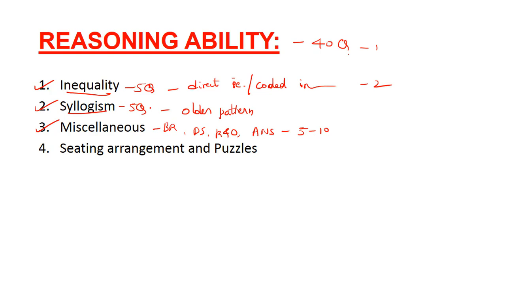After these topics, try this out. Okay, the next important topic is seating arrangement and puzzles. You can expect 10 to 15 questions from the puzzles and seating arrangement topic alone. Seating arrangement includes linear arrangement, circular arrangement, and square arrangement. These are the 3 kinds of arrangements you may expect in the exam.